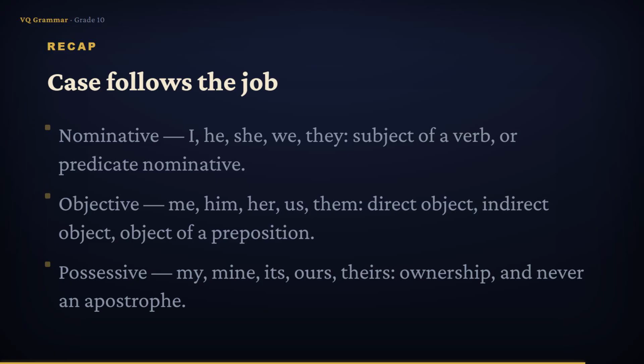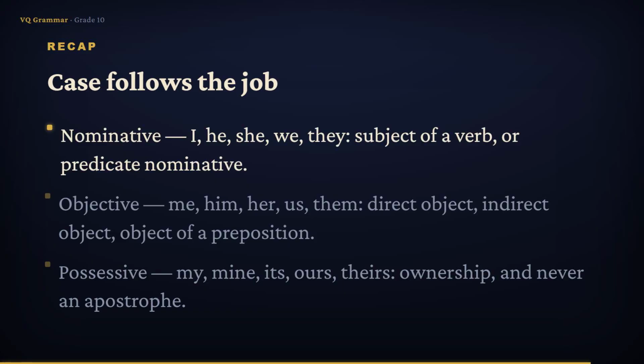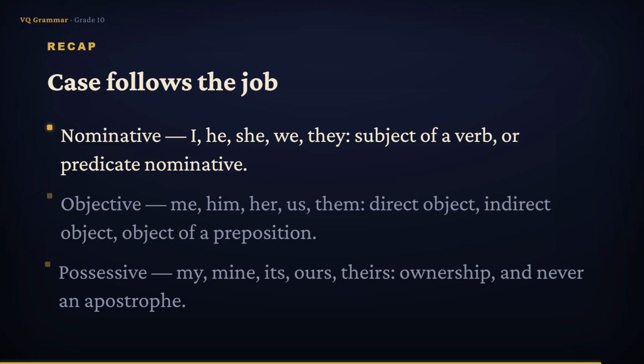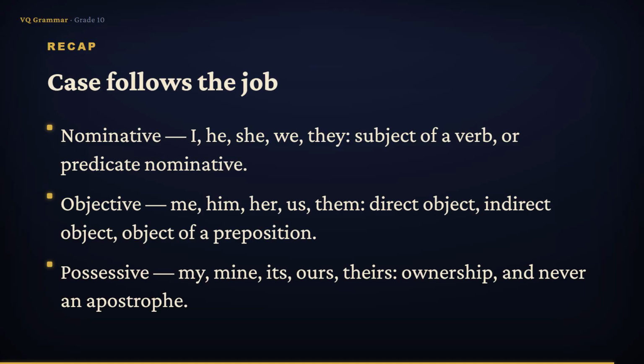Let's pull it all together. Personal pronouns have 3 cases, and the pronoun's job in the sentence picks which one you use. Nominative, I, he, she, we, they, for the subject of a verb, or for a predicate nominative sitting after a linking verb. Objective, me, him, her, us, them, for a direct object, an indirect object, or the object of a preposition. And possessive, my, mine, its, ours, theirs, to show ownership, with no apostrophe ever.